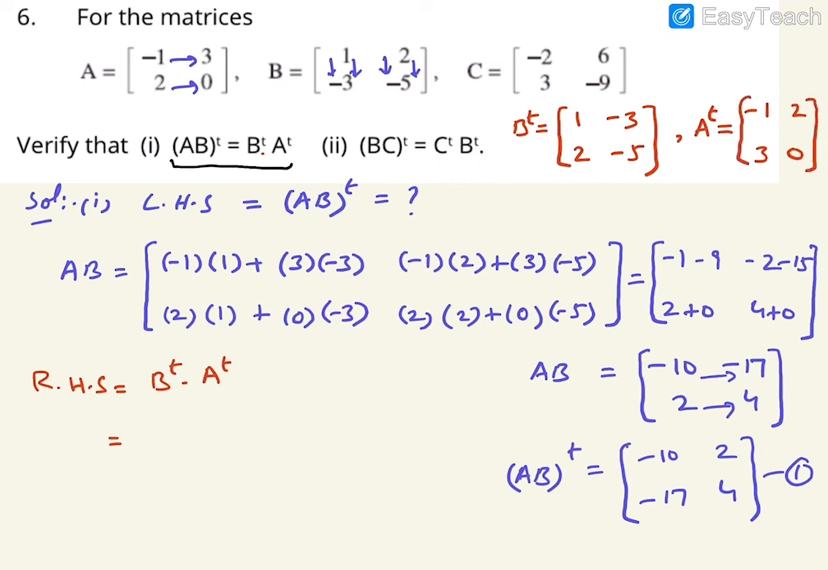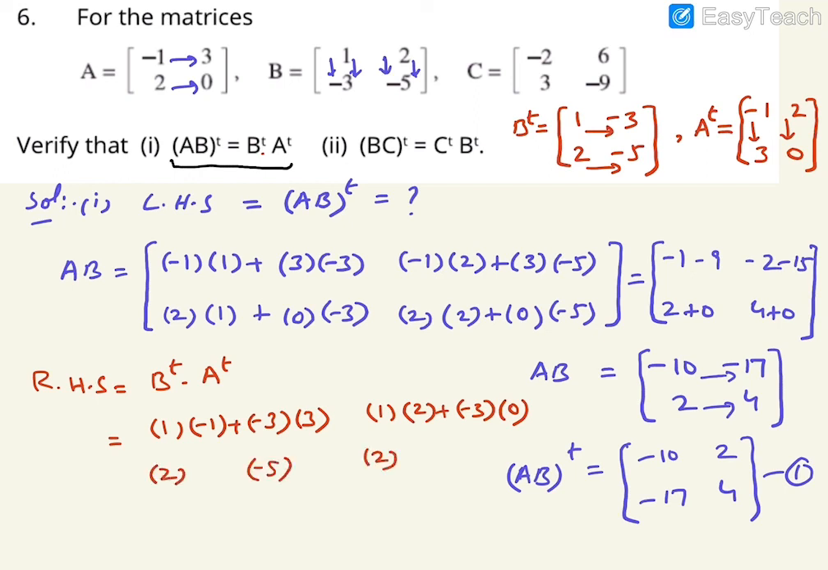Now we need to multiply these two, B transpose into A transpose. So this multiplies with this. 1 into minus 1 plus minus 3 into 3. Similarly, the first row will multiply with the second column. So 1 into 2 plus minus 3 into 0. Again, the second row, 2 and minus 5, same elements 0, 2, 3 and minus 1, and a plus sign here.